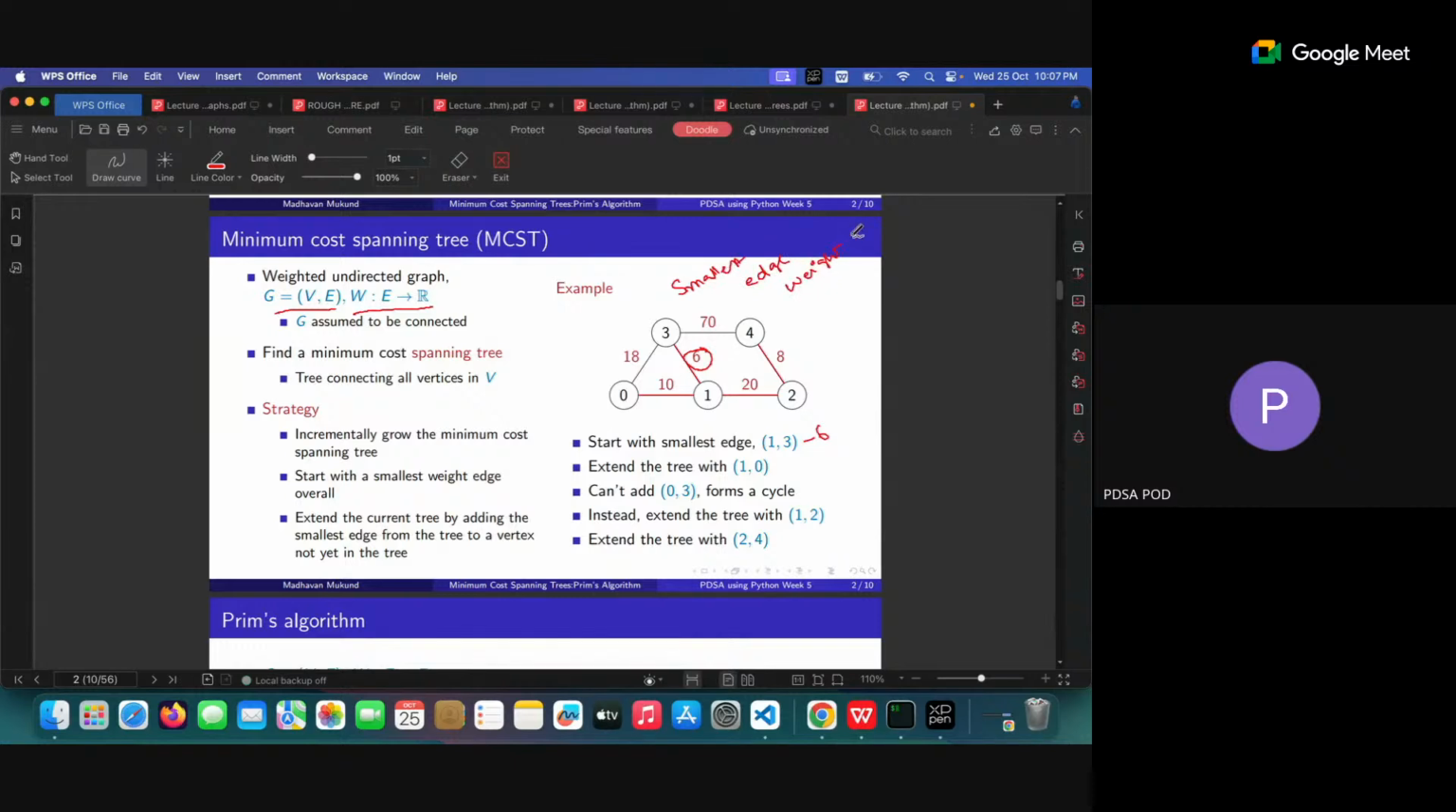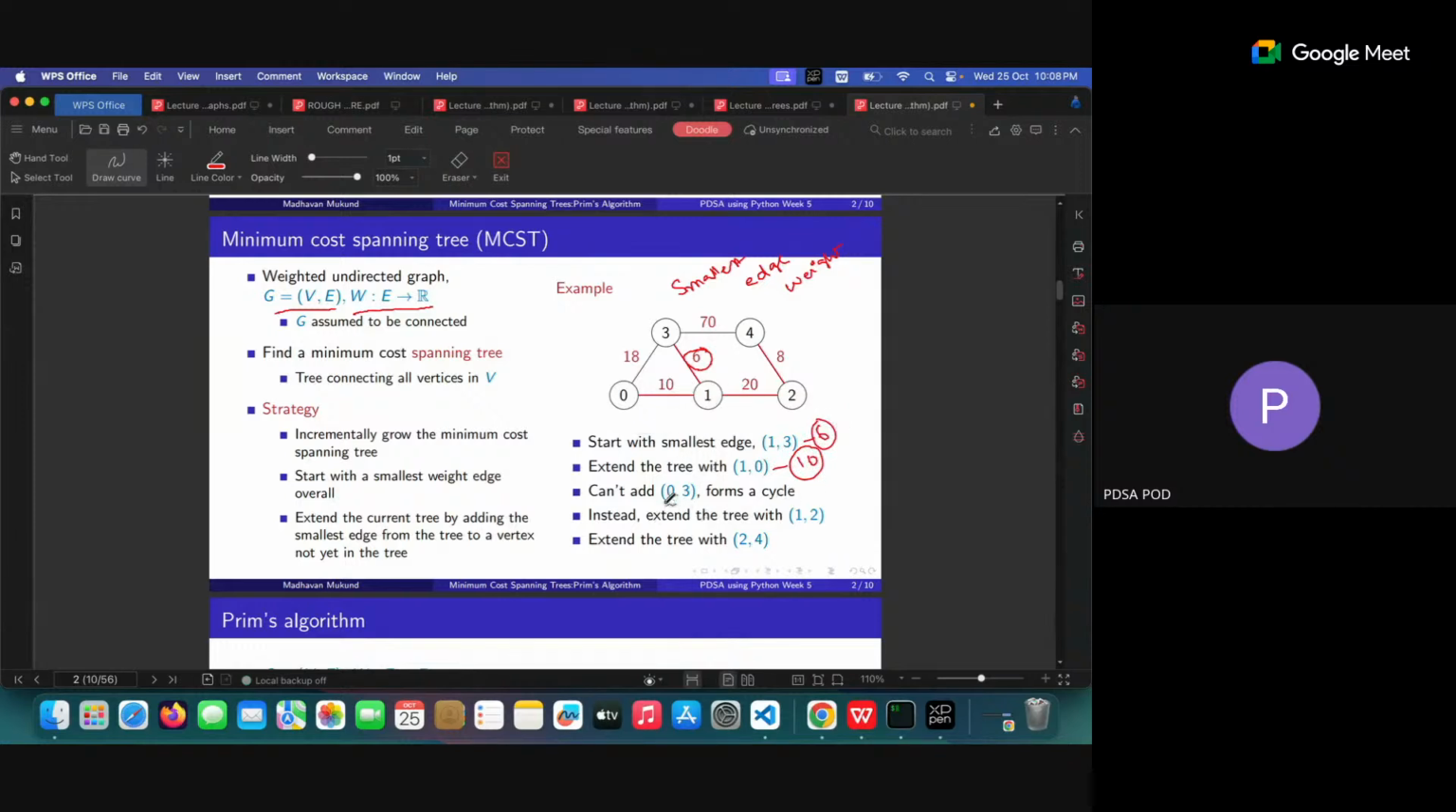Once an edge is chosen, definitely two vertices participate. Vertices 1 and 3 participate, and the weight is 6. So they don't choose a single source or multiple sources. One particular edge with the smallest weight is chosen. After that, they try to extend from 1 to 0, because 1 to 2 is there and 1 to 0 is there. The next smallest one is this, weight 10. This edge is selected.